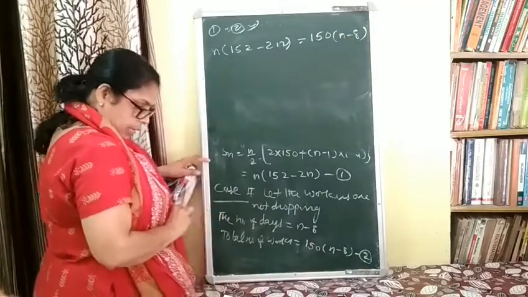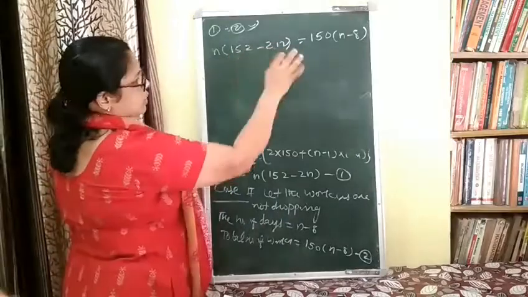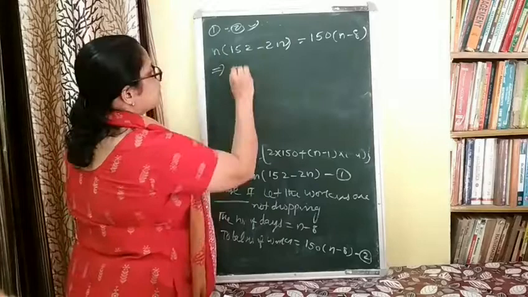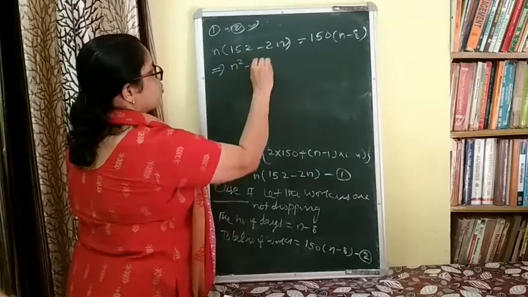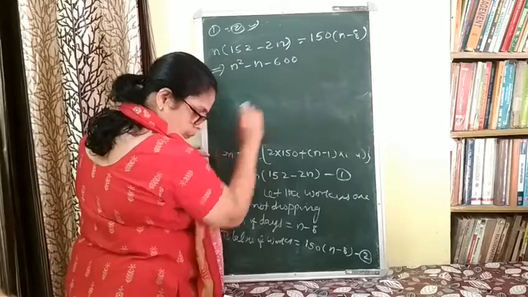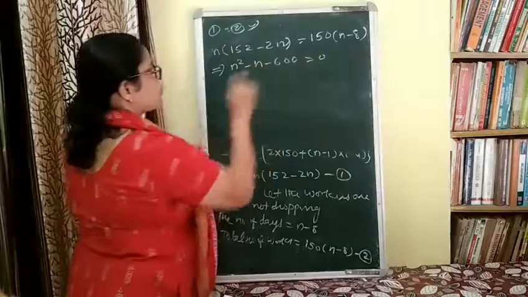Now, I can't show all the steps. I will write the direct equation by simplification. n square minus n minus 600 is equal to 0. ये स्टेप आपको खुद करना है.